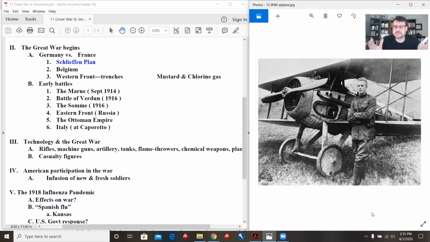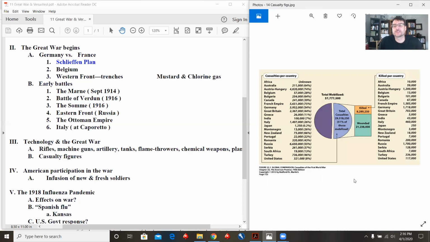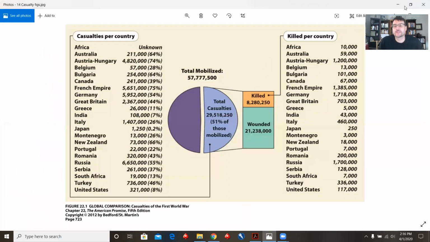But all of these technologies being used in warfare, gigantic pieces of artillery, huge pieces of artillery, machine guns, rifles, flamethrowers, gas, all of this. All of these new devices led to the unusually high number of combat deaths, just deaths. So here's a chart. Now the numbers vary. So here's just the dead per country. So casualties over here per country and dead per country. Let me read you some slightly different numbers because they always vary.